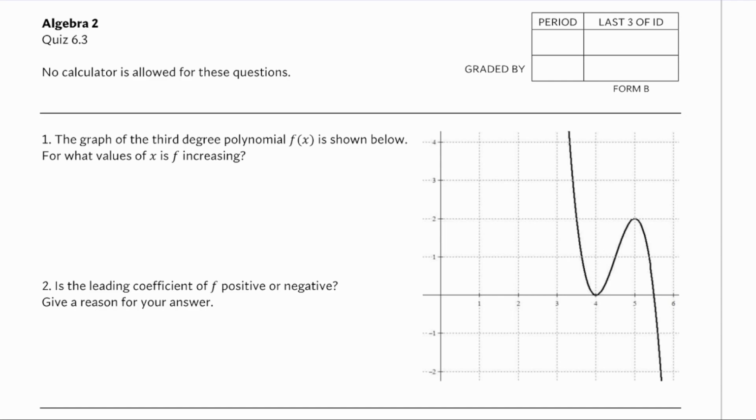All right, now let's work form B. So here's the graph of a third degree polynomial. Where is the function increasing? Okay, so increasing is going to be where as we move left to right on the graph is going up. Okay, so that would be right there. So it's just going to be 4 to 5.